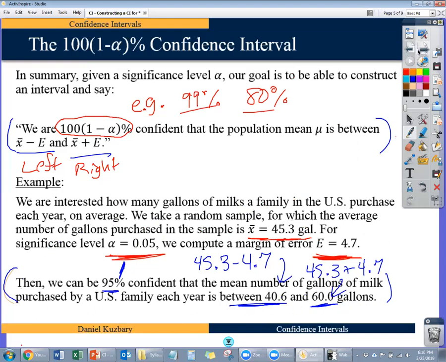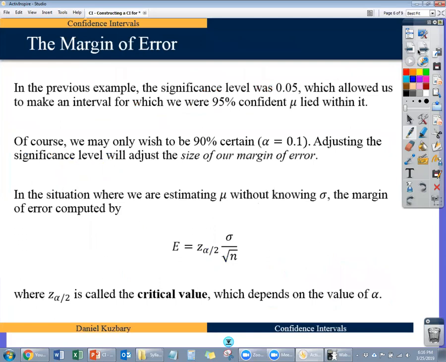So now it's probably time to start telling you how we get this margin of error to begin with. In the previous example, our significance level was 0.05, which allowed us to make an interval for which we're 95% confident that mu lies within it. Of course, we might want to only be 90% certain, where alpha would equal 0.1. Why did I say alpha is 0.05 earlier? Why couldn't I say alpha is 0.1? Well, it depends on what I decided when I made the interval. Maybe instead of wanting to be 95% sure, I want to be 90% sure. You can do that. You can change it depending on who's asking or what you want to report.